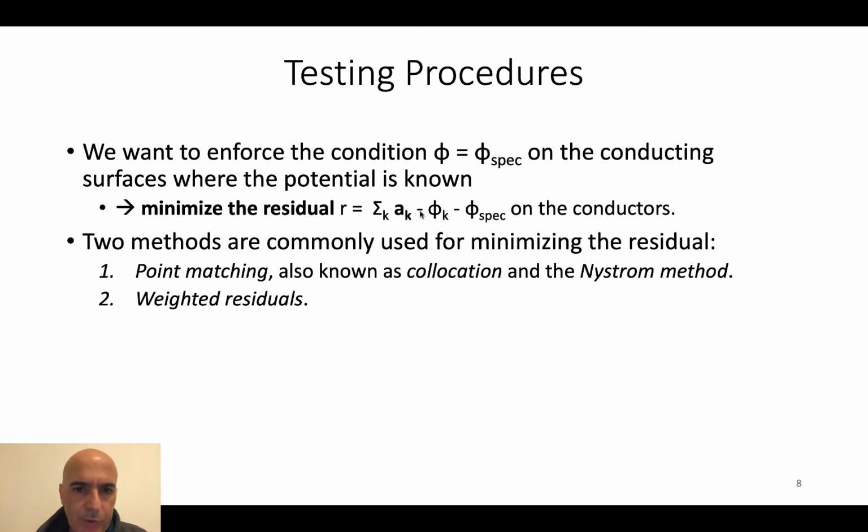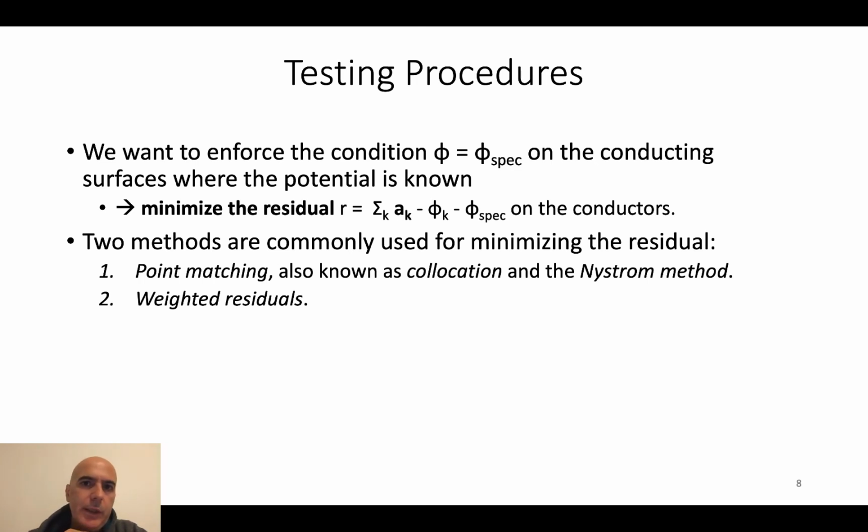Here, the right point, this should be multiplied. Our equation that we want to solve needs to be equal to 0. So we minimize to 0. Two methods are commonly used for minimizing the residual. The first one is called point matching, also known as collocation or Nystrom method.